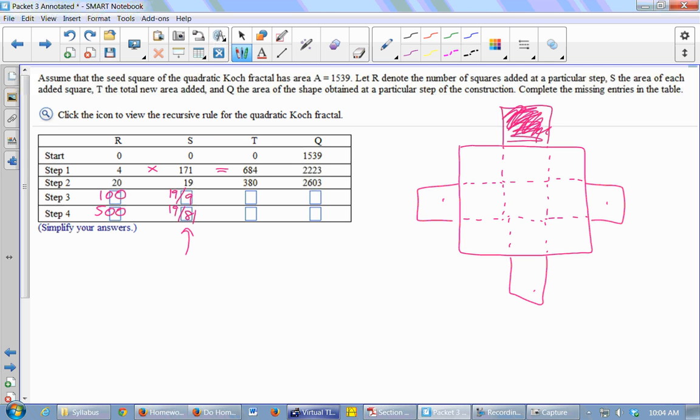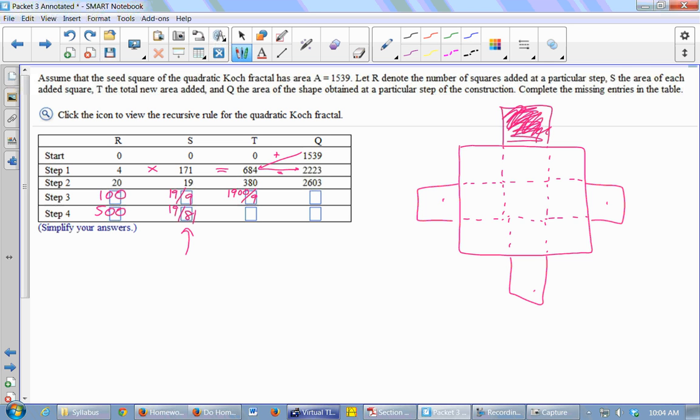And then I have to add the area of the original square to the area that I just added on, that I just attached. So 1,539 plus 684 is 2,223. Okay, so I have to do 100 times 19/9, and I get 1,900 ninths. I don't know if that can be reduced.